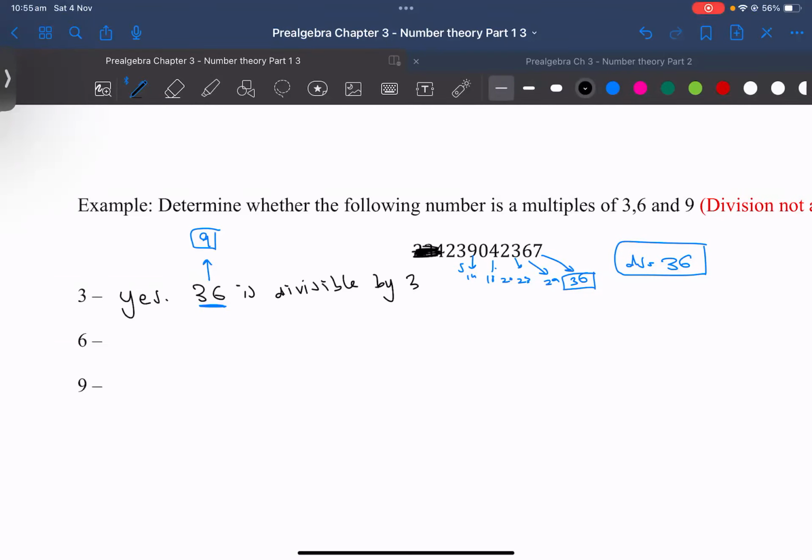All right, and for 6, is this divisible by 6? The answer is no, because yes, the digit sum is divisible by 3, but the last digit is 7. That means it's not divisible by 2. So it's not divisible by 6. What about 9? Can anyone tell me if it's divisible by 9?